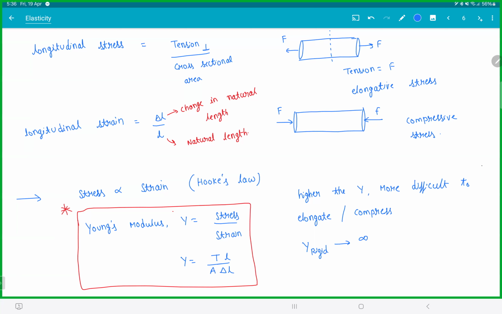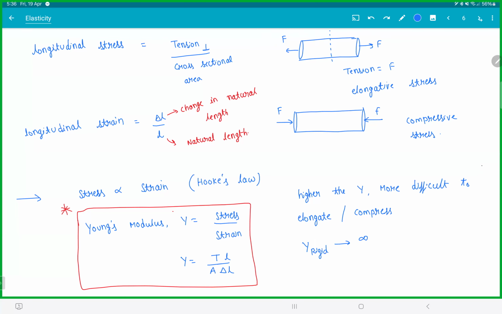All clear with this? So stress is simply tension by area. Don't say force by area, because in this case, for example, if you say force, the net force is zero here.